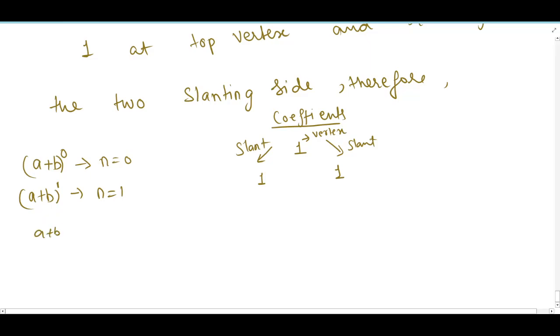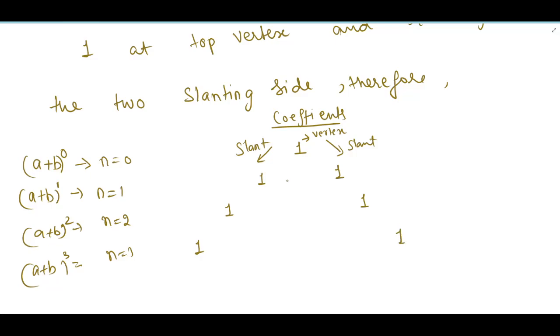If we have (a+b) whole square, we have n equal to 2. Again we add 1 here and 1 here. If we have (a+b) whole cube, where n is equal to 3, we add 1 and 1. So how do we fill up these vacant spaces?